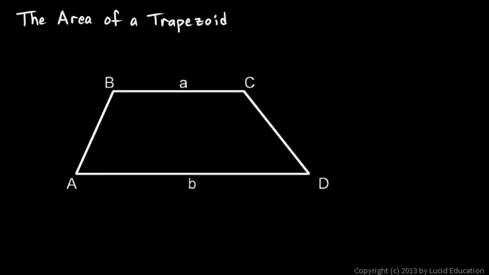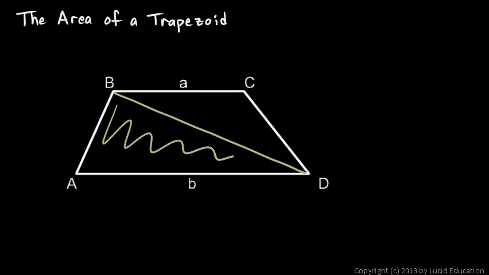Now first, draw in a diagonal. I'm going to draw in BD, and you can draw that in on your page also. If we draw a diagonal, that splits the trapezoid into two triangles, this one and that one. We're trying to find the area of the trapezoid, and you can see that that area will be the area of those two triangles added together. And we already know how to find the area of a triangle. So let's get an expression for the area of each triangle and add them up.